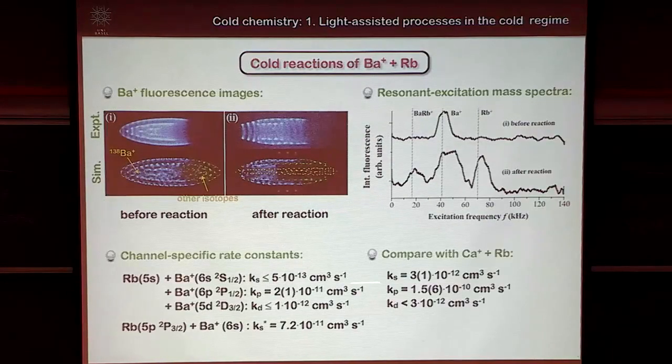So to compare this with calcium plus rubidium, we find that the rate constants are generally about an order of magnitude lower in the different channels compared to calcium plus rubidium. Interestingly, in barium plus rubidium, the channel where we have barium in the ground state and rubidium in the doublet P3 half state is the one with the largest rate constant, whereas in calcium plus rubidium, this didn't play any significant role.